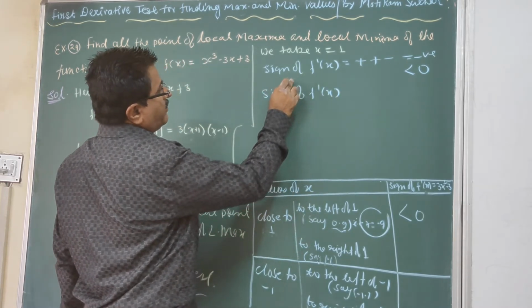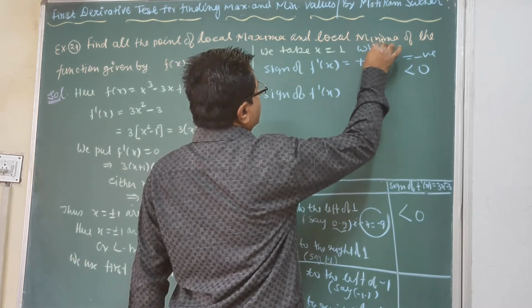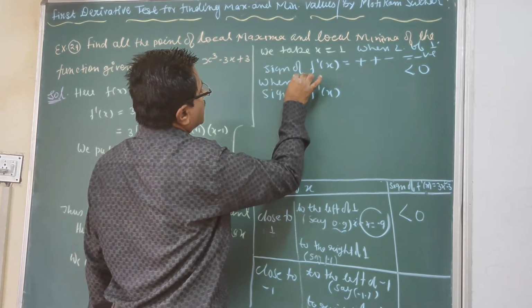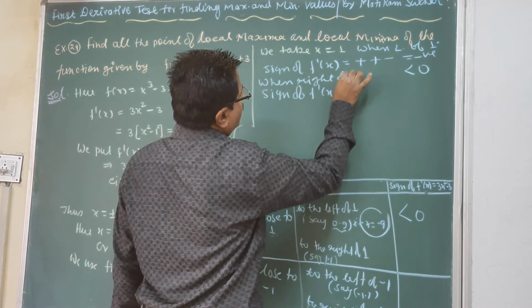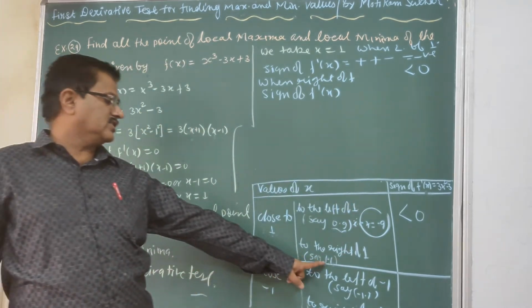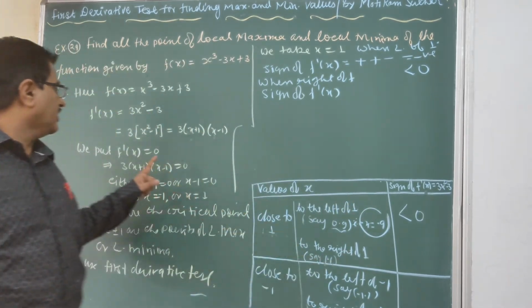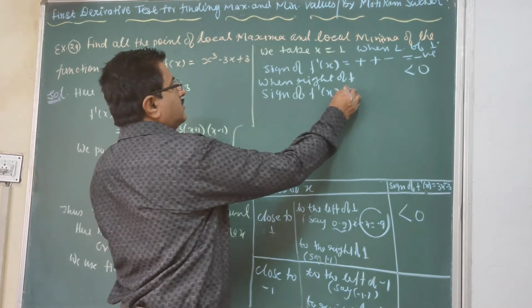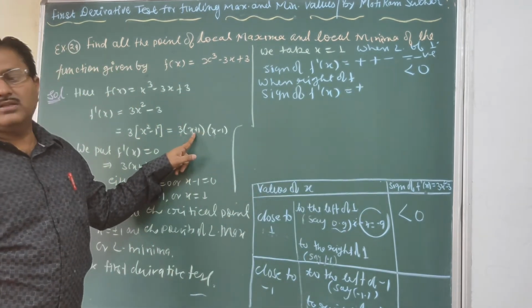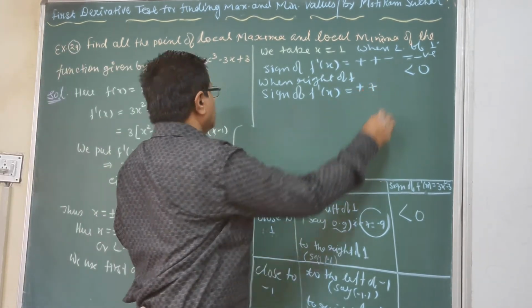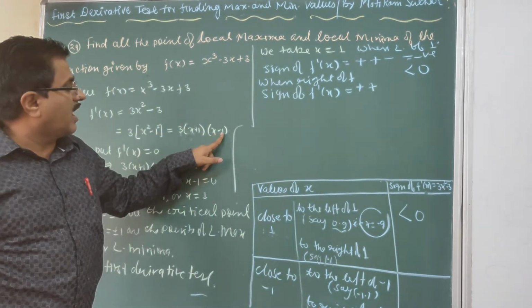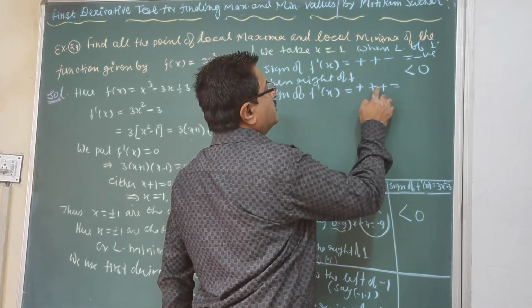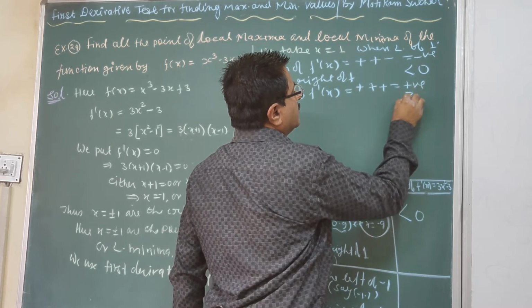This is the case when left of 1. Here this is the case when right of 1. Right of 1 means we are taking x equal to 1.1. If you take x as 1.1 and put it here, again see, 3 is already positive. 1.1 plus 1, 2.1, that is also positive. Then 1.1 minus 1, that is 0.1, which is also positive. So overall positive into positive.